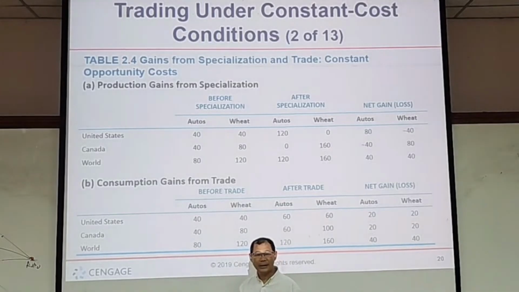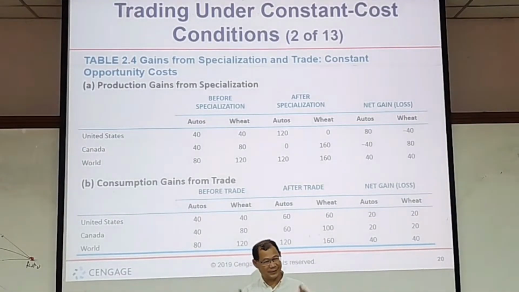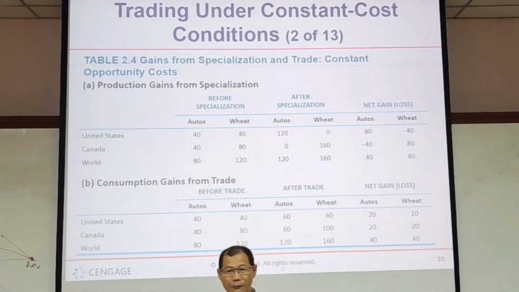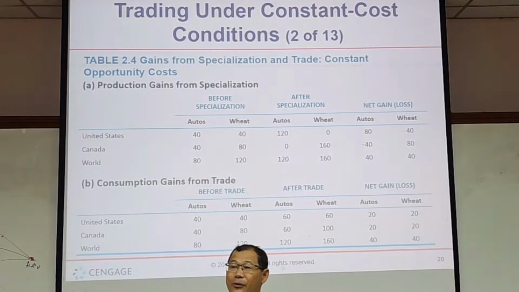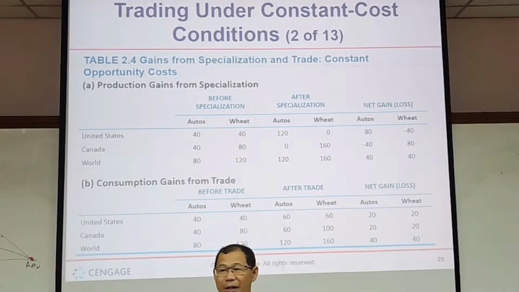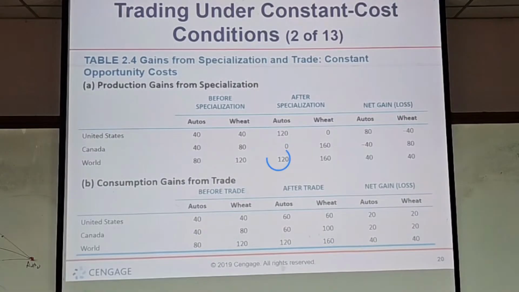What about the consumption gain? Where do we see consumption? This is the point of production of both goods available in the world. That's the beauty of international trade. Consumption gain: where do we see consumption?